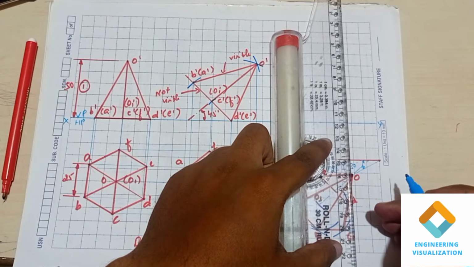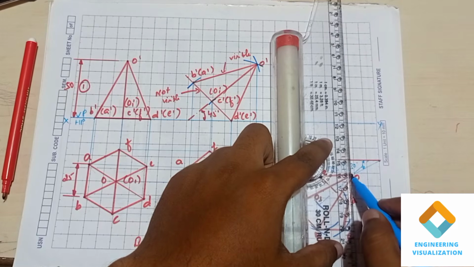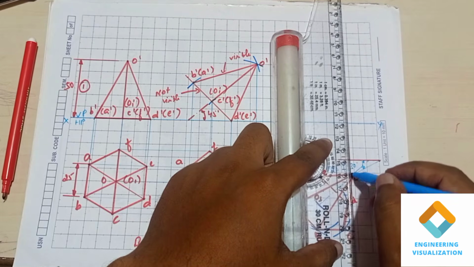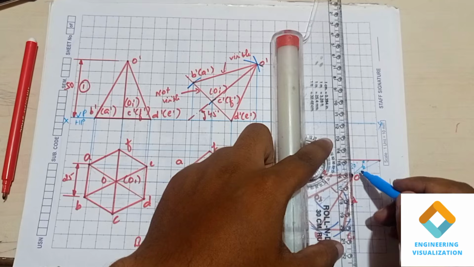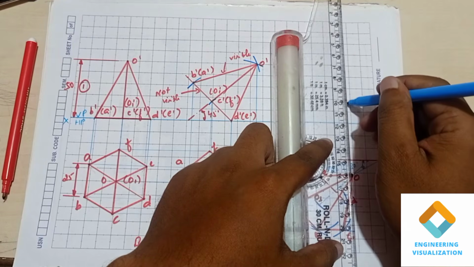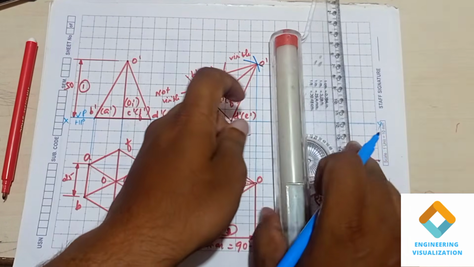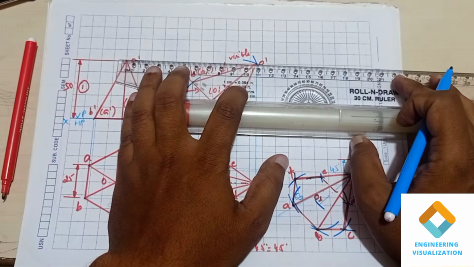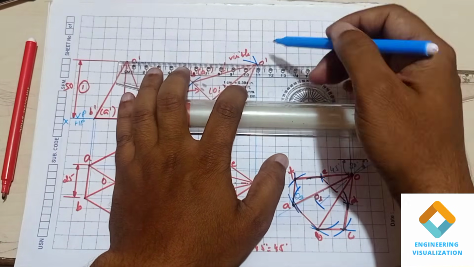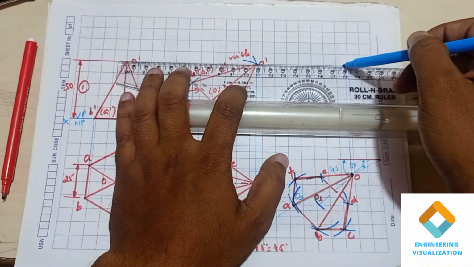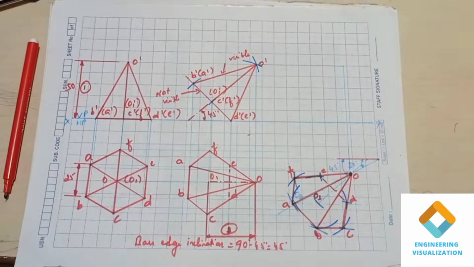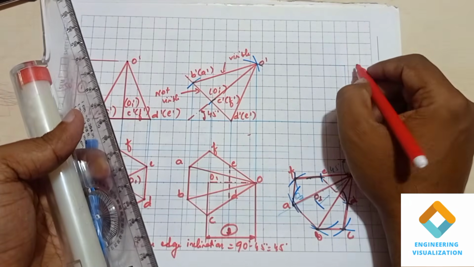Draw the projection line from O. So in the front view we have O dash. These two are merging at the same point, so till here we have to extend. Horizontally also you draw a line. This is your O dash.